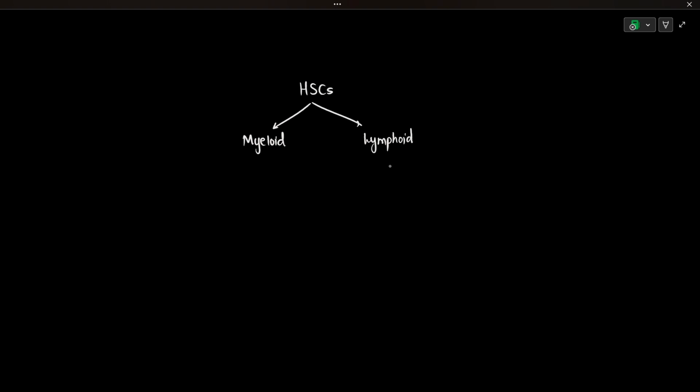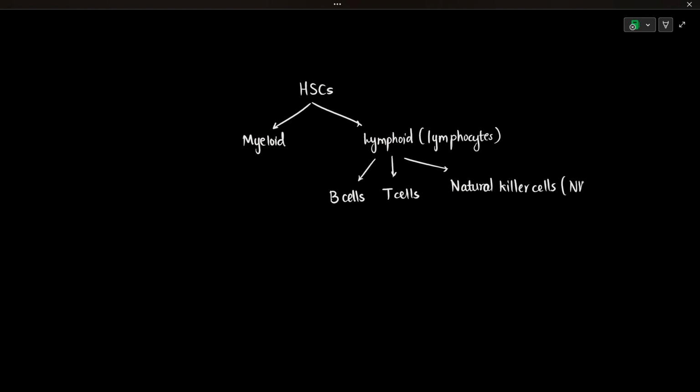The cells that belong to the lymphoid lineage are referred to as lymphocytes. They are B cells, the B lymphocytes, T cells, the T lymphocytes, and there is one more category known as natural killer cells, which I'll be writing as NK cells. Those natural killer cells belong to the lymphoid lineage, but unlike B cells and T cells, they are a part of the innate immune system.